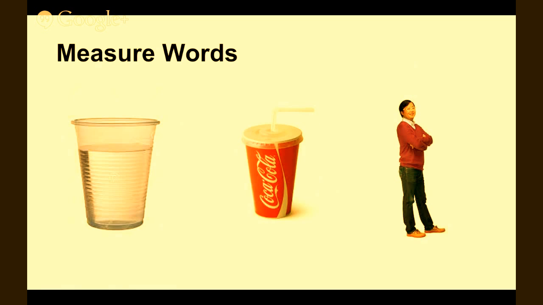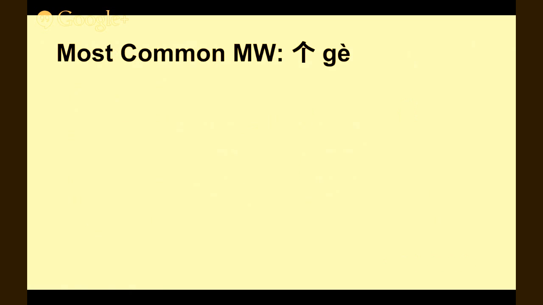A cup of water would be 一杯水. A cup of Coca-Cola would be 一杯可乐. And a person would be 一个人. That word that I just said, 个, is the most common measure word that there is. 一个人. 个 is the standard measure word for a lot of different generic things. There are other measure words out there, but we'll get into them later. For now, we're going to focus on 个.